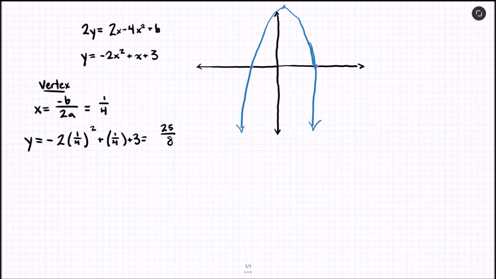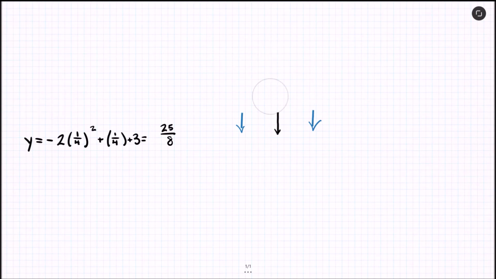This curve is often referred to as a parabola. And there you have it. The graph of a quadratic equation. Now, let's try one on your own.